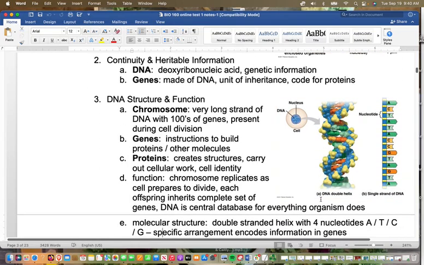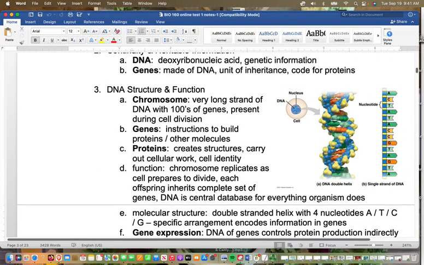So looking at DNA's structure and function, what we typically picture is a chromosome, which is a long strand of DNA that's going to have hundreds of genes on it. Usually we're only going to see the chromosomes be present during cell division. The rest of the time, the genetic material is going to be chromatin, where it will be more loosely coiled and enzymes can get in and access it. The genes are going to provide instructions to build the proteins. The genes are on the chromosomes, on the DNA. Proteins are going to be what creates structures. They're going to carry out the cellular work and the cell's identity.